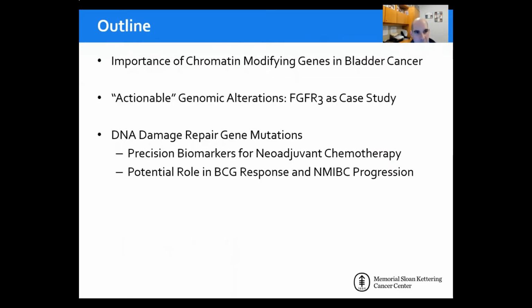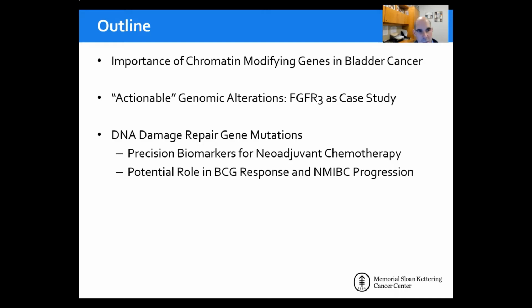This is the outline for my talk. Instead of focusing on naming a bunch of genes and their proteins and overwhelming you with that type of detail, what I've decided to do instead is focus primarily on some of the high yield topics within bladder cancer genomics, with a particular focus on the more clinically relevant aspects of it.